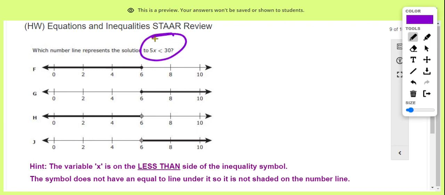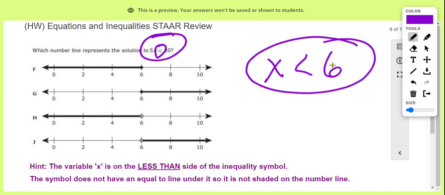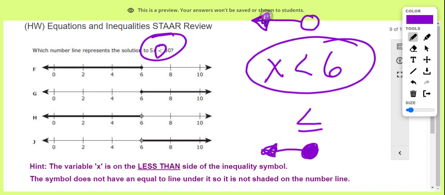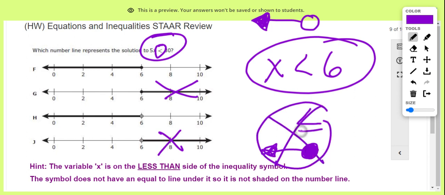Okay, you're going to solve here, but you don't even really need to solve. You've got your variable, symbol, and then all of it is 6. So we need x is less than 6. Less than or equal to would be shaded, but this is just less than, so it's going to be going to the left. These are going in the wrong direction, and this one does not have the equal to sign down below, so you're just going to look at unshaded going to the left.